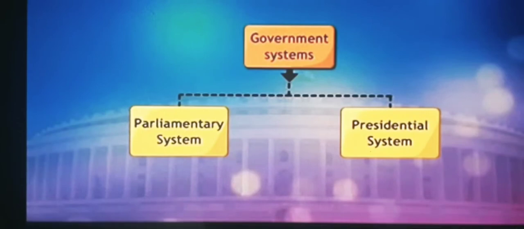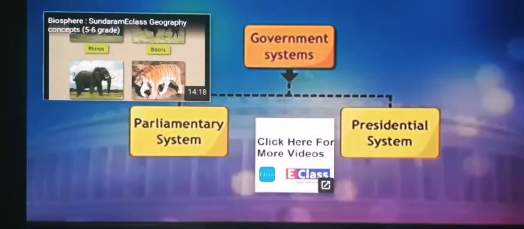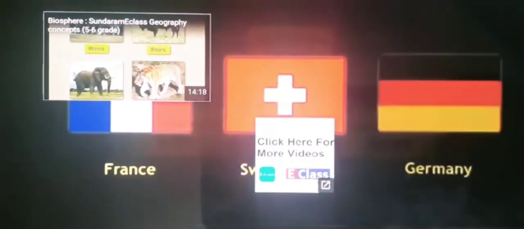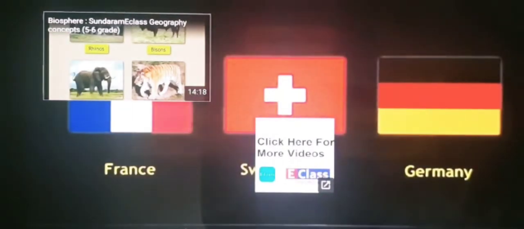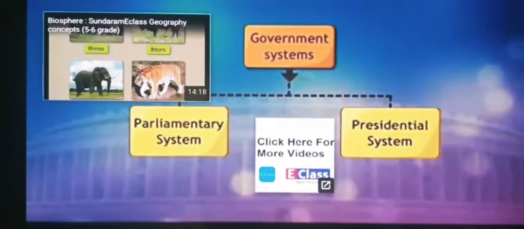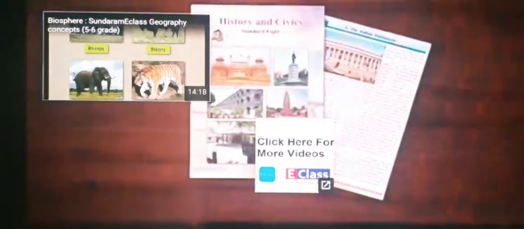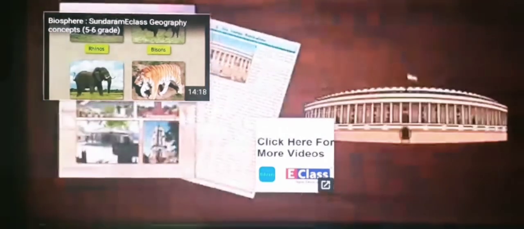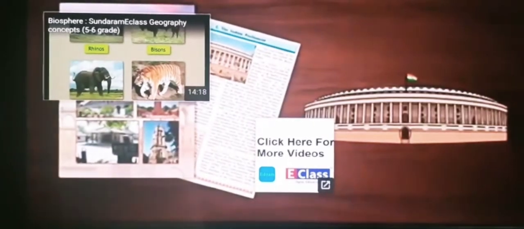Apart from the parliamentary and presidential systems of government, there are other forms of government systems that are followed in France, Switzerland, Germany, etc. Several countries, owing to their unique circumstances, have evolved different systems of government. In the next chapter, we will study the structure, working and role of the Indian Parliament.